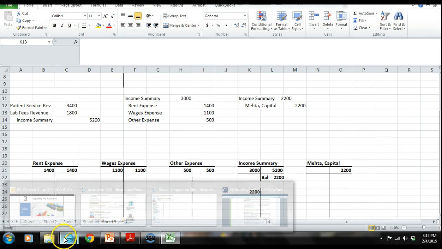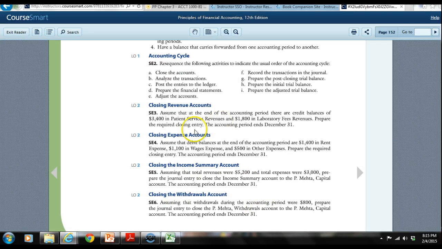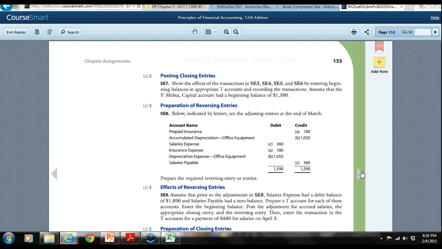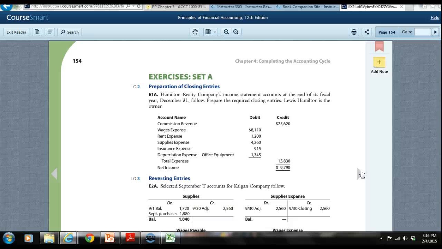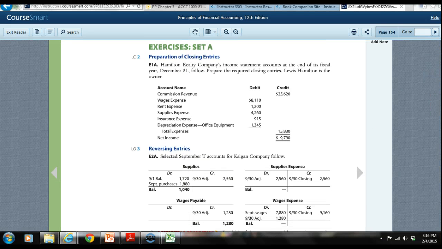Okay. Now, let's do E1A. This gives us an income statement. Hamilton Realty's income statement accounts at the end of its fiscal year, December 31st, follow. So it tells us the commission revenue and the various expenses, and it tells us we have net income of $97.90.